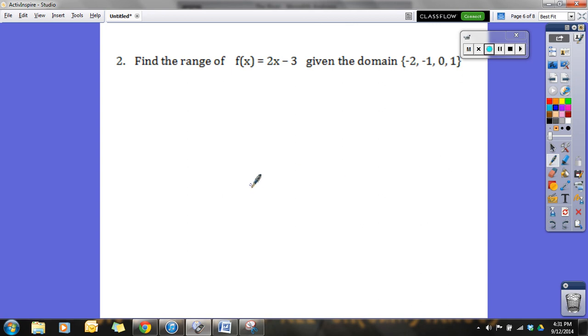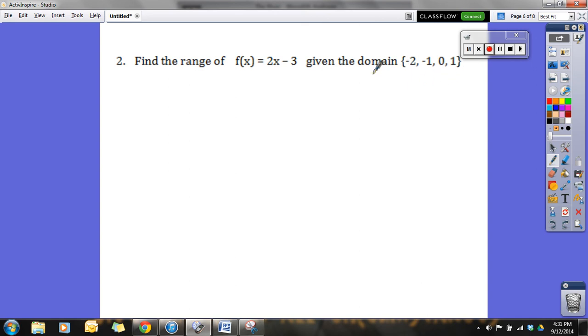I'm going to leave problem C and D for you guys to do. Okay, do it on your own. We're going to skip to number 2. Find the range of f of x is equal to 2x minus 3 given the domain -2, -1, 0, 1.